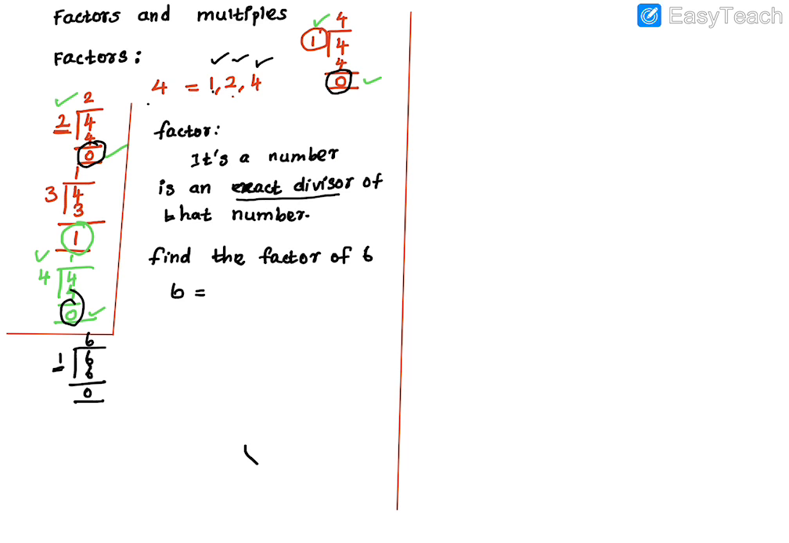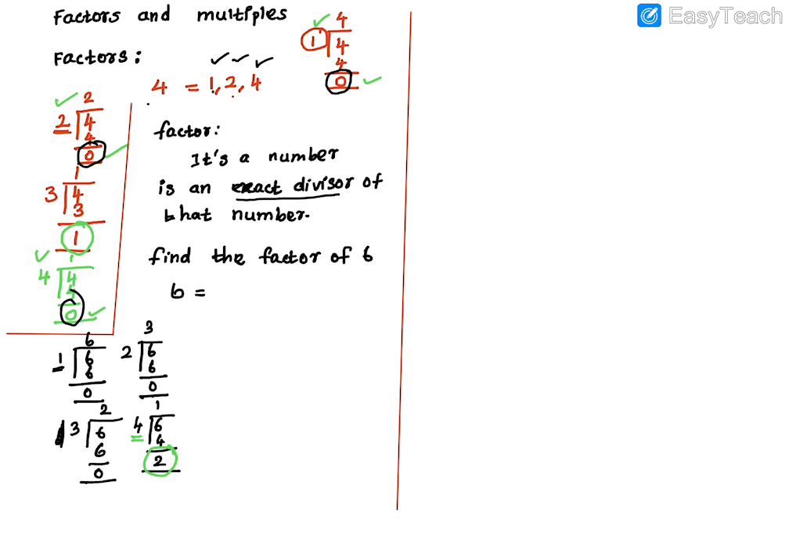Move to the second one. Just check the second table, whether it will be completely divided or not. 3 2s are 6, 6 minus 6 is 0. So here also it is completely dividing. Moving to the third table, 2 3s are 6, 6 minus 6 is 0. Next, the fourth table: 1 4 is 4, 6 minus 4 is 2. Here the remainder is not 0, it is 2. That means 4 is not the exact divisor of that number, so we can say 4 is not a factor of 6.